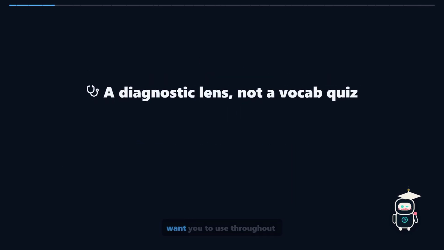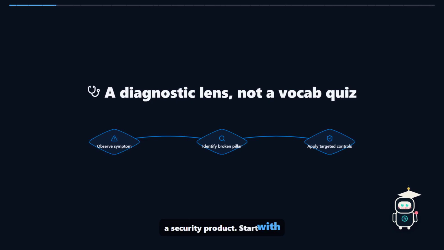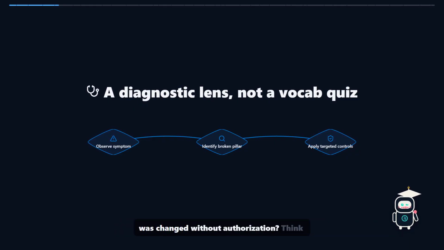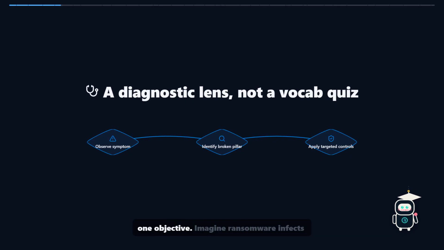Here's the mental model I want you to use throughout this video. When something goes wrong, don't start by naming a security product. Start with the incident. Ask, which security objective was primarily affected? Sensitive information was exposed to unauthorized people? Think confidentiality. Financial information was changed without authorization. Think integrity. A critical application became unavailable to legitimate users. Think availability. But remember, real security incidents can affect more than one objective.